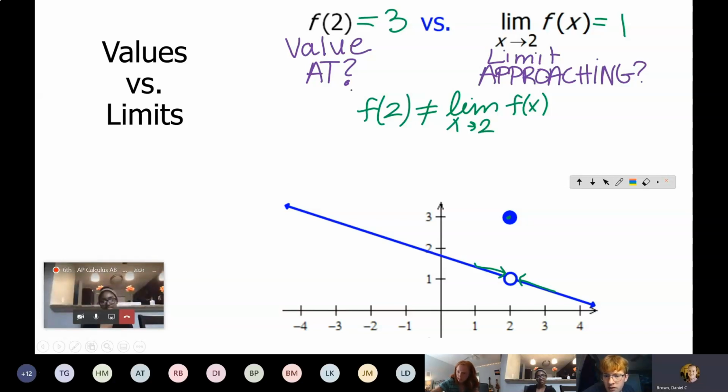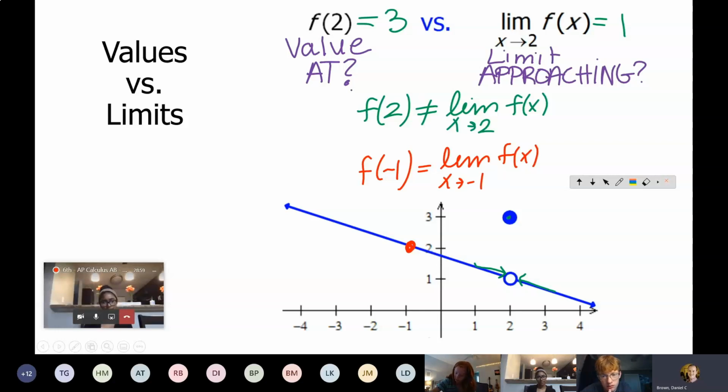So let's talk about, we'll say -1. At -1, would the value be equal to the limit as x approaches -1? Yes, they would be. So f of -1 is, I don't know, we'll say about 2. The limit as x approaches -1 is also that same value. So pretty much everywhere but 2, the value is equal to the limit.